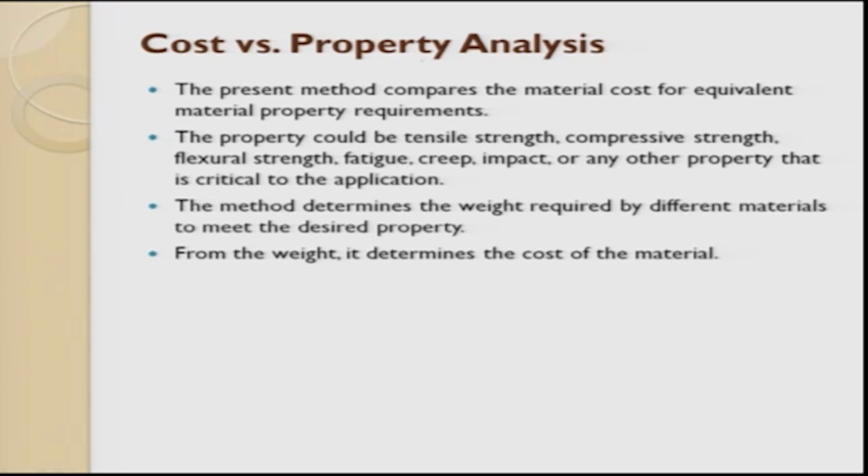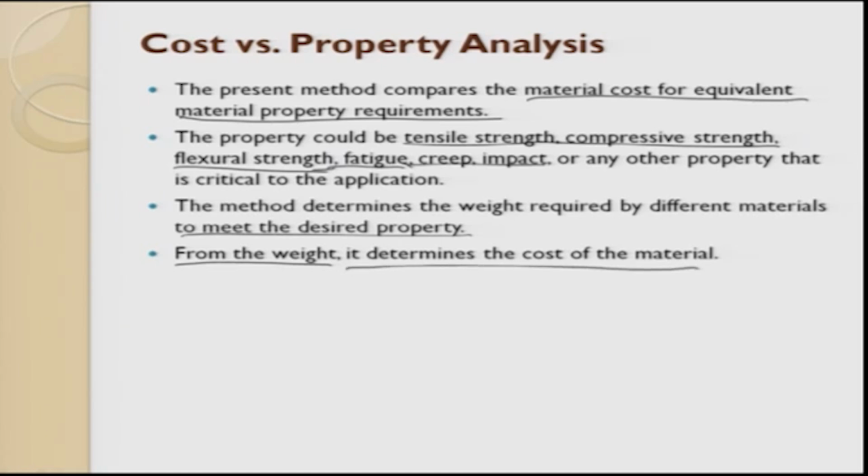In the present method, we compare the material cost for equivalent material property requirements. For example, we take two different materials, take 50 kilos of load. So how do you choose A as compared to that of B? The properties generally we talk about are tensile, compressive, flexural, fatigue, creep, impact, and many more. The method determines the weight required for different materials to meet the desired property, and from the weights, it determines the cost of the product.